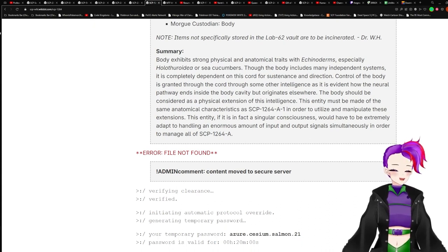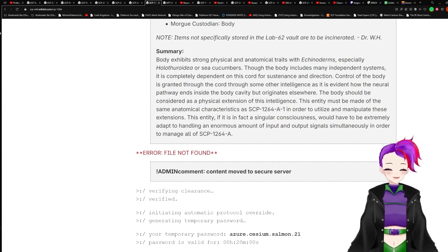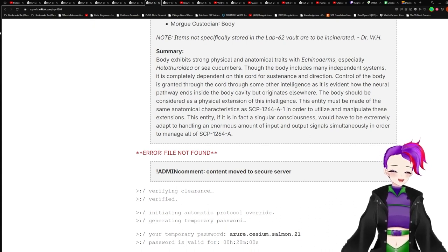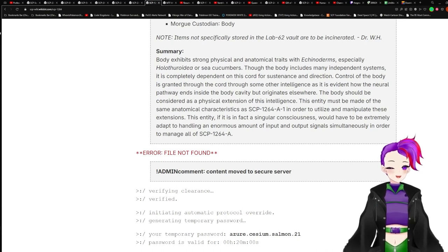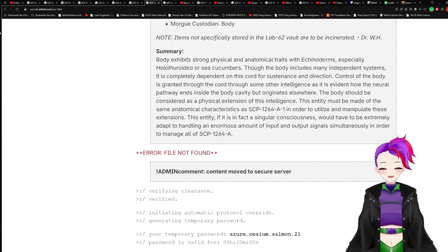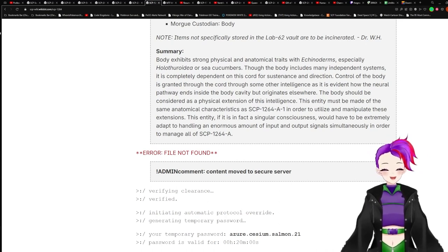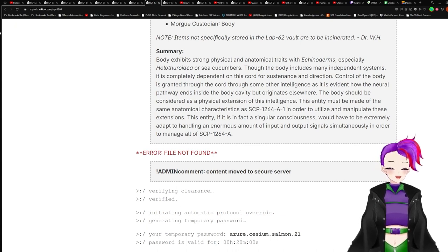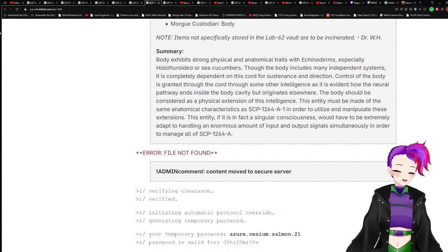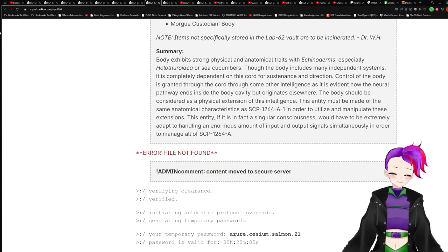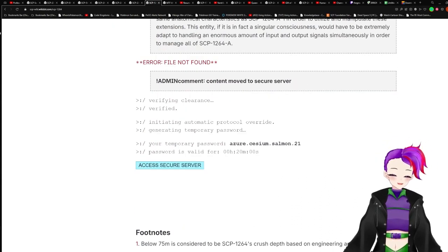This entity must be made of the same anatomical characteristics as 1264-A-1 in order to utilize and manipulate these extensions. This entity, if it is in fact a singular consciousness, would have to be extremely adept at handling an enormous amount of input and output signals simultaneously in order to manage all of 1264-A.